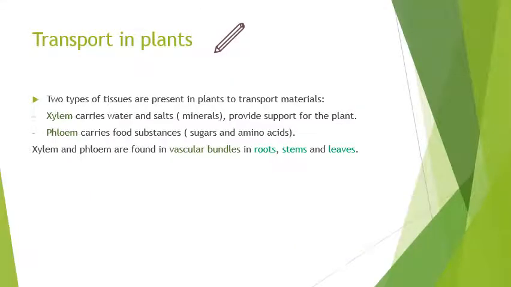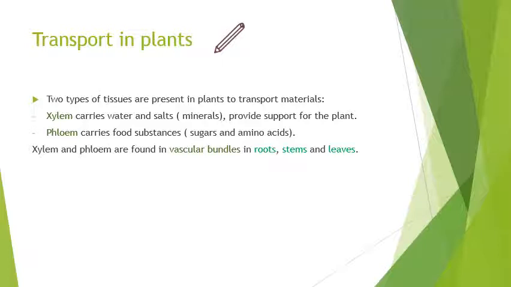So to summarize, for transport in plants, there are two types of tissues, the xylem and the phloem. The xylem carries water and salts, which we also call minerals, and also it has a different task that I haven't mentioned yet, which is to provide support for the plant. Because it's quite a stable tissue, and it will avoid that the plant basically just bends over and lies on the floor. The phloem carries food substances, of which I've already mentioned sugars, and it also carries amino acids, which hopefully you will remember are the building blocks of proteins.